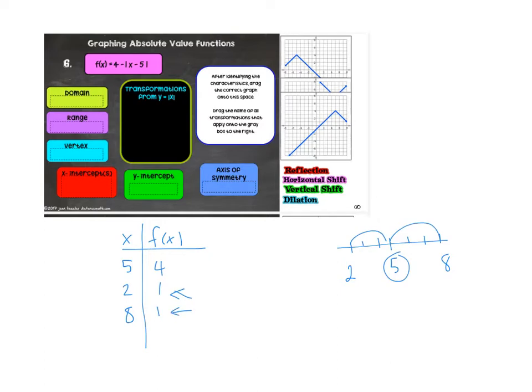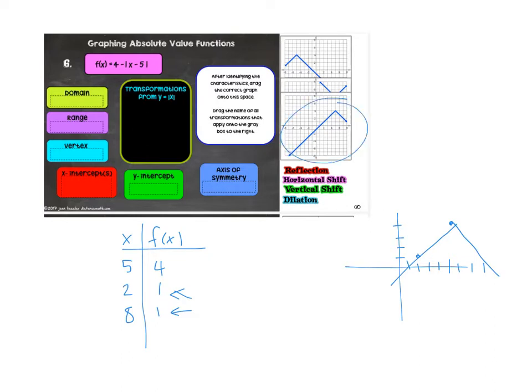So if I was to graph this, I would have 5, 4, 1, 2, 3, 4, 5, 1, 2, 3, 4. That is my vertex. 2, 1 over 2 up 1 would be there. And 8, 1. So that's 5, 6, 7, 8. So the graph is going to look something like this. Okay? So if I look, I think it's this first one, this graph right here, as a matter of fact.